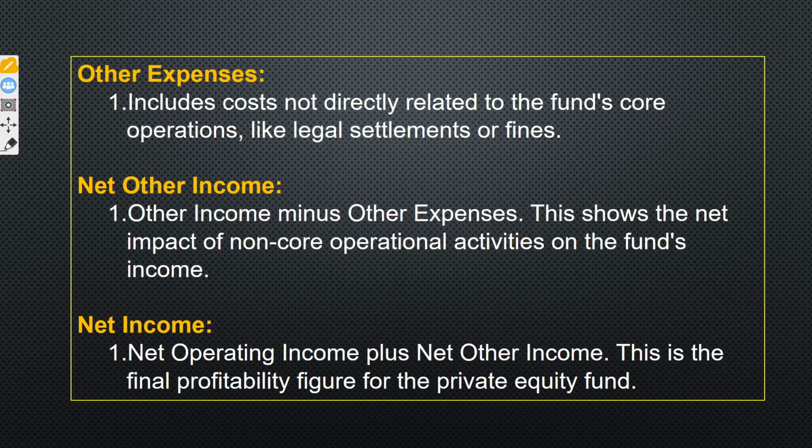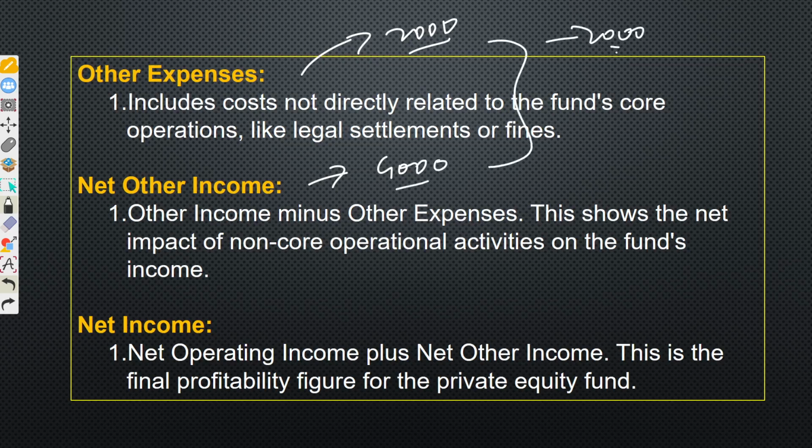Then what about net other income? It means other income minus other expenses. If you have any other expenses or other incomes, you can just offset them with each other, and this shows the net impact of non-core operational activities on the fund's income. And you can take the net value as well. Let's say you have a fine of 2000 and other income of 4000. You can directly take only 2000 as other income, because you can offset the 2000 against the 4000. The net amount you can record to the P&L, or if you want to record both, you can record both.